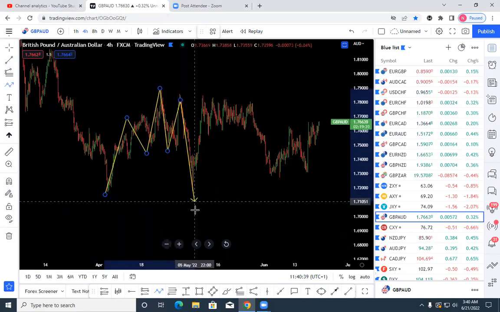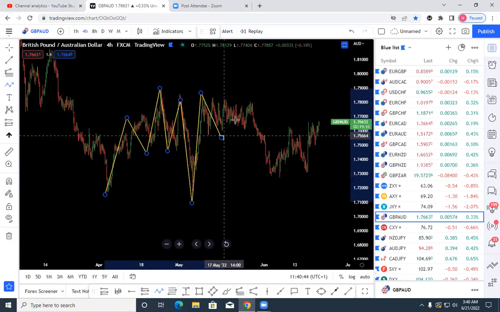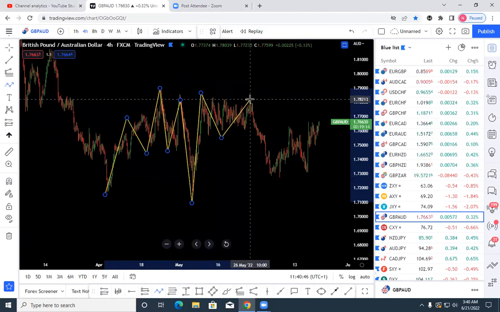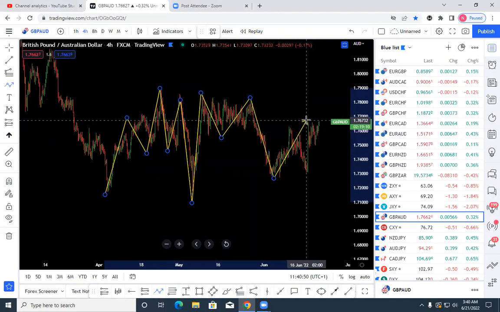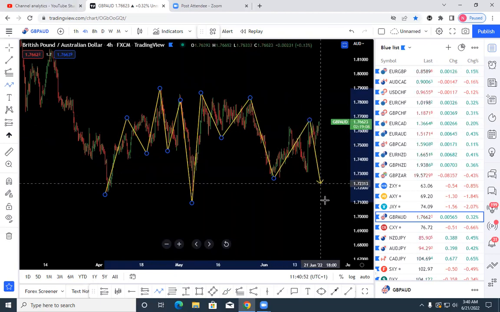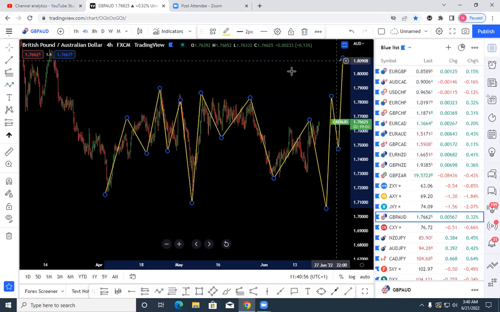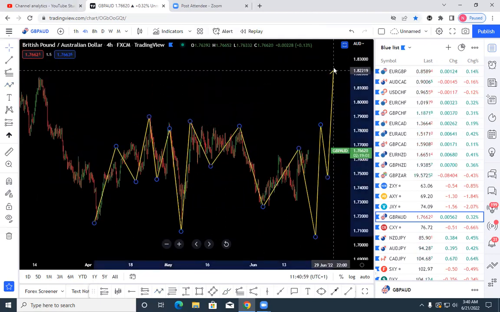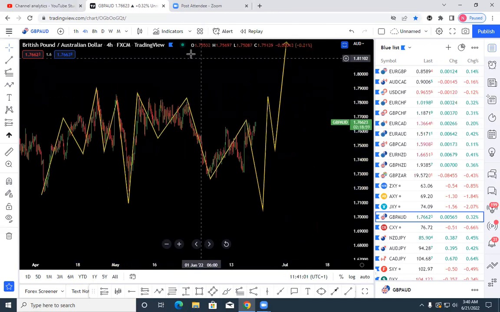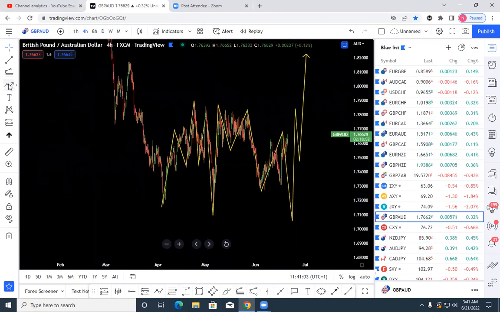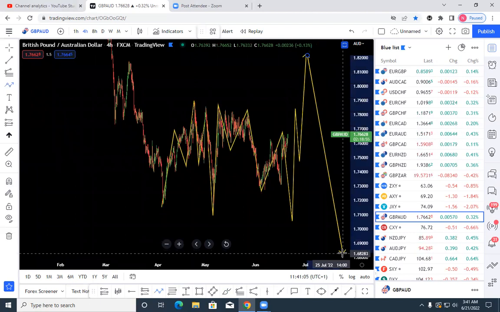W, X, Y with a truncated C, then X, then Z. This Z is going to come over here and break this top. It is from here we are going to have a massive move to the downside.